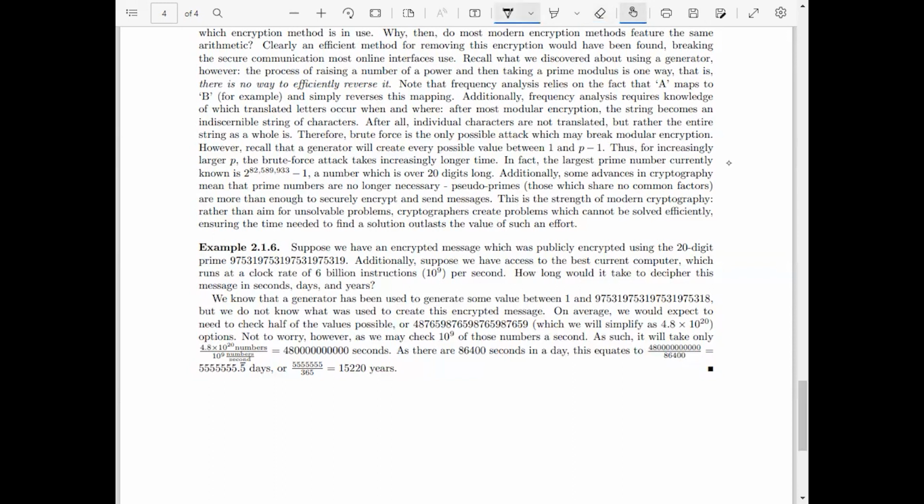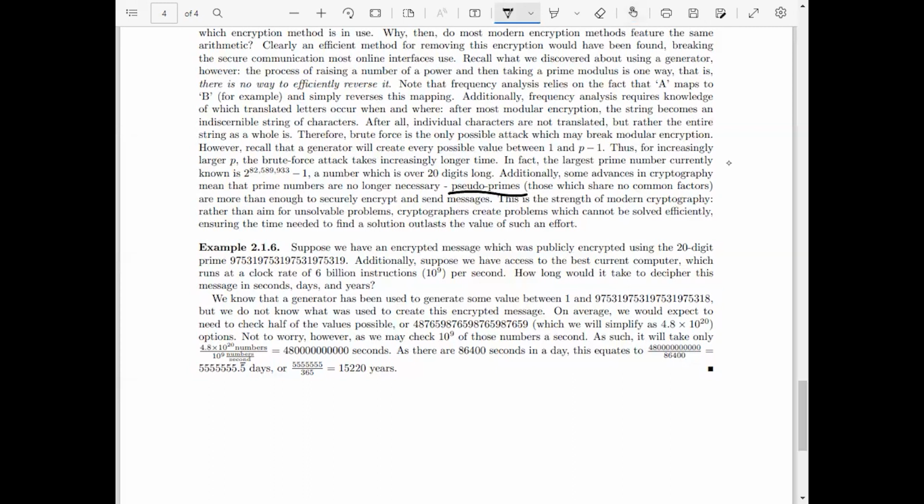Specifically, the largest prime number currently known is 2 to the 82 million and some change minus 1. A number which is over 20 digits long. That's an intensely large number of possibilities that need to be tried before you could end up with the solution. Additionally, the method that we went over in the previous lecture was the Diffie-Hellman key exchange, and that's only one of the possible exchanges. In fact, RSA, a much more common encryption mechanism, actually doesn't need to use primes.